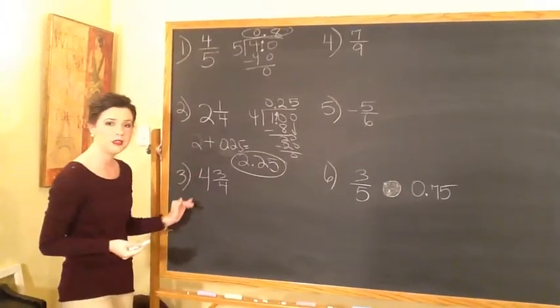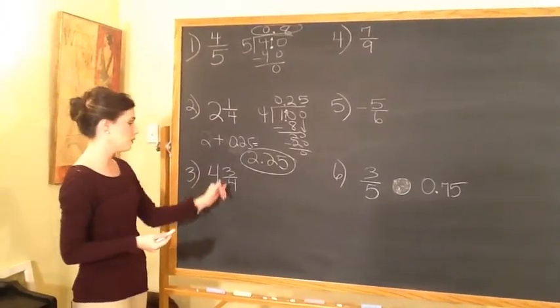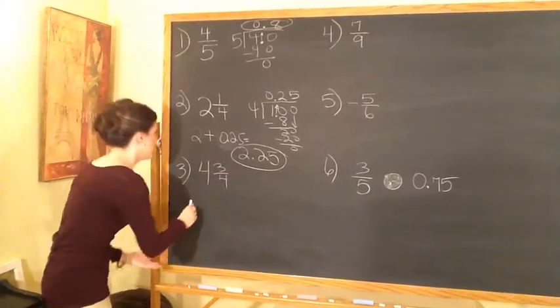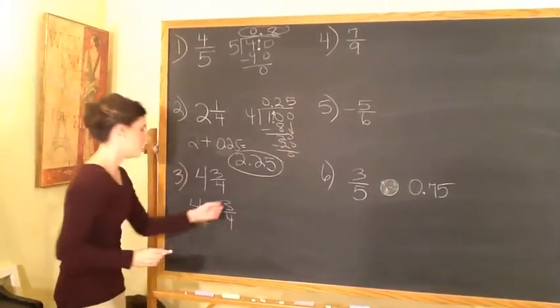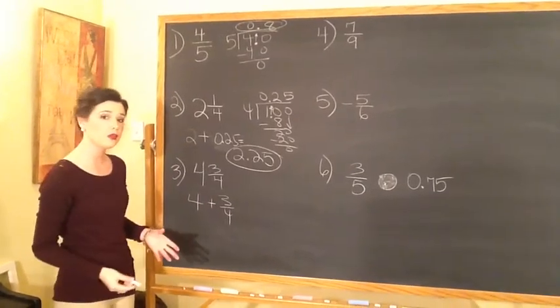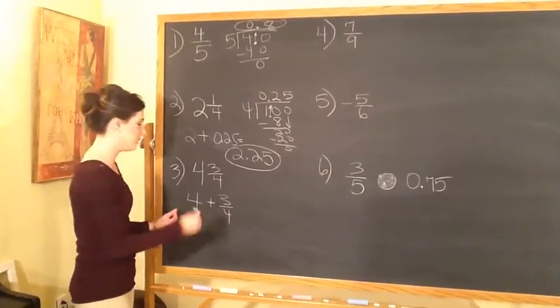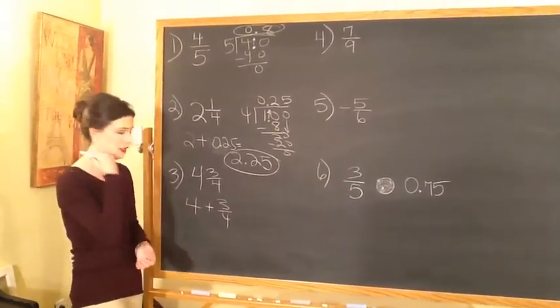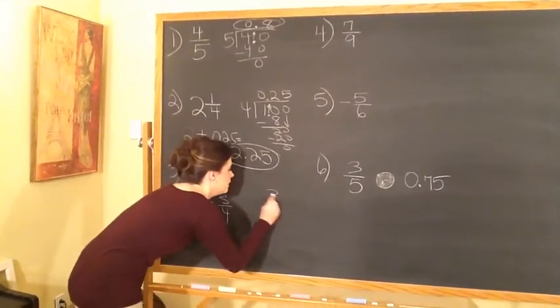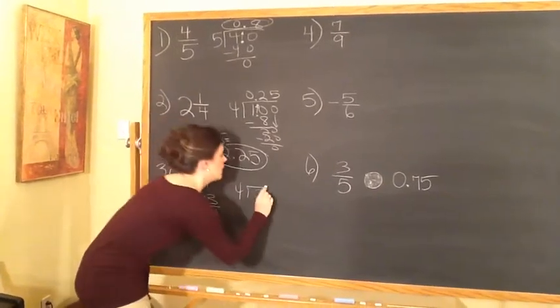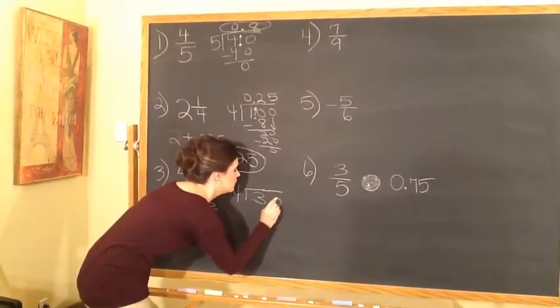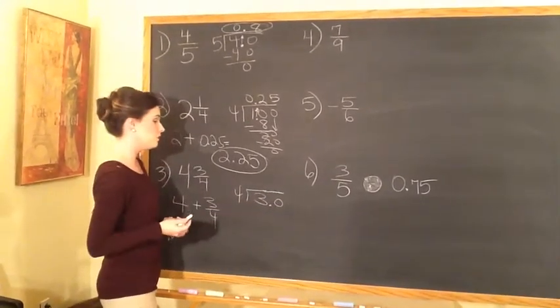Alright, let's do the same thing for this example with 4 and 3/4. So now we have to figure out what 3/4 is in decimal form, so we can add it to the 4 and get our final answer. So let's divide. How many times does 4 go into 3? It goes in 0 times, so we're going to have to add a decimal. How many times does 4 go into 30?